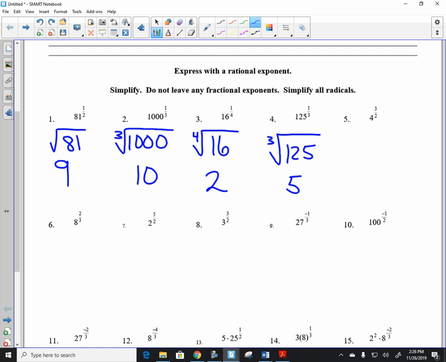So the 3 stays with the 4, the 2 moves out front. So the square root, that's what this means. This means the second root of 4 to the 3rd power. What's 4 to the 3rd? 64, the square root of 64? Good.